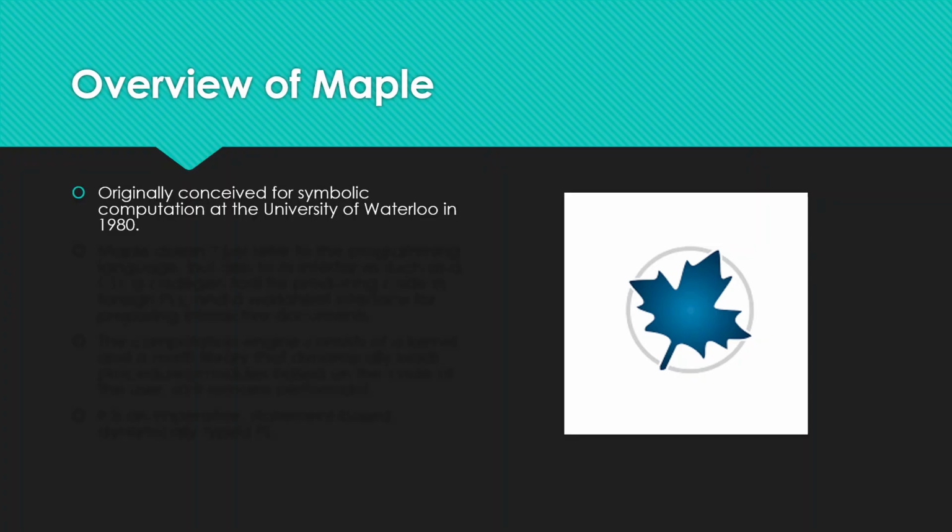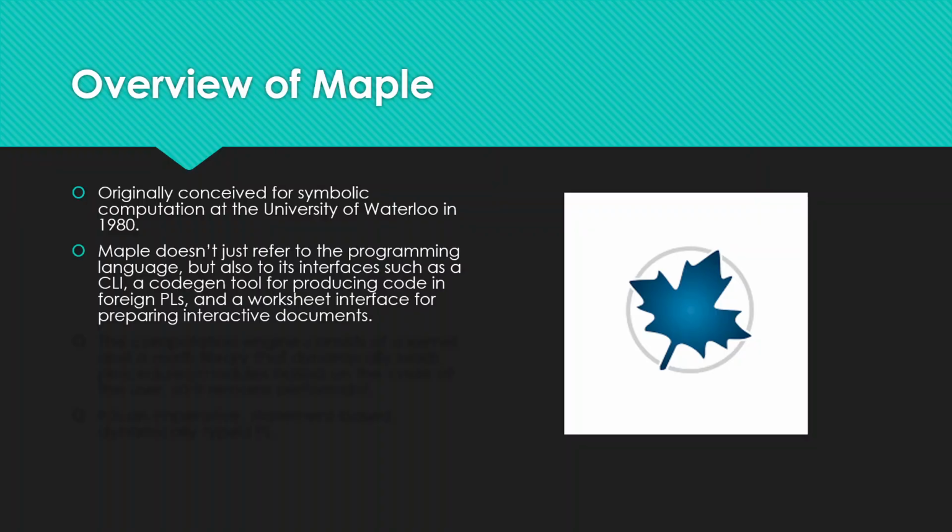First, it was originally conceived for symbolic computation at the University of Waterloo in the 1980s. Maple doesn't just refer to the programming language, but also to its interfaces such as a CLI, a code gen tool for producing code in foreign programming languages, and a worksheet interface for preparing interactive documents.